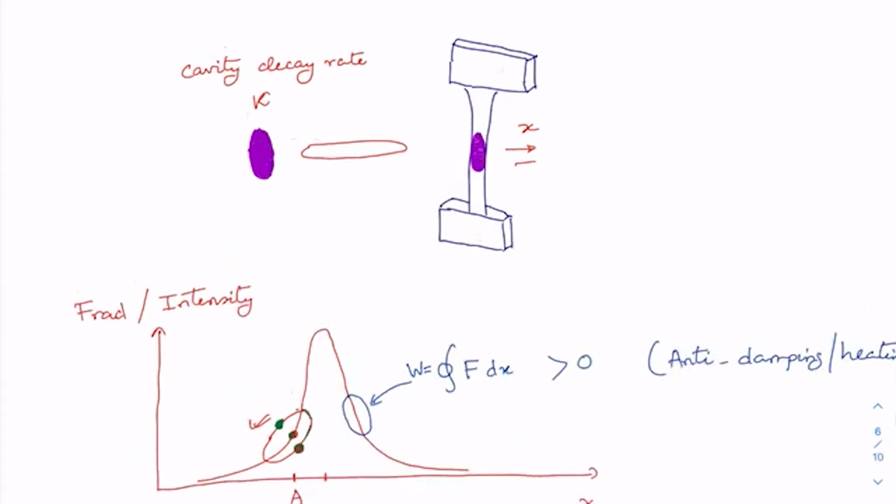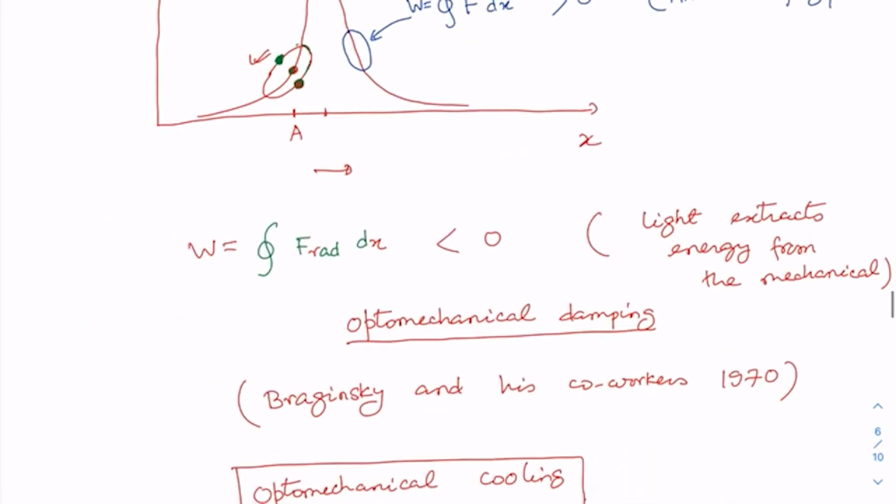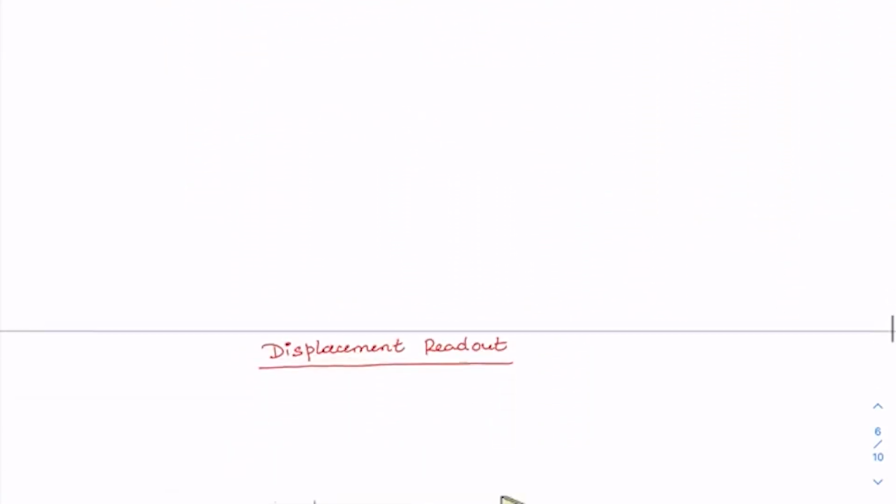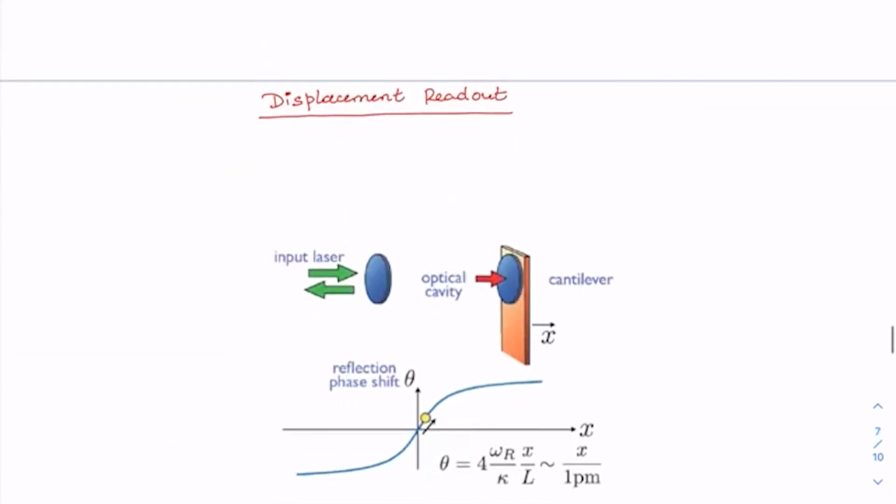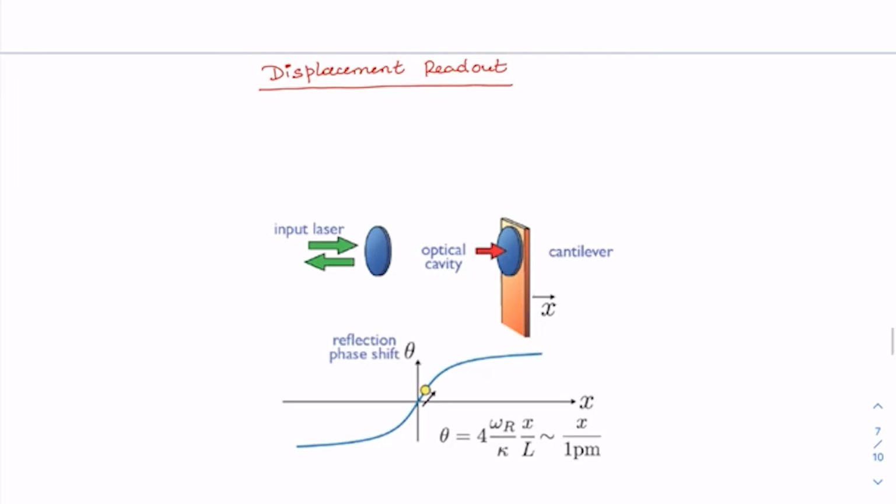Now we should be able to read out what's going on within the cavity in order to analyze the phenomena associated with the static and dynamic cases which we have already discussed. This is easy because the cavity is simply an interferometer. So this is going to lead us to a discussion on what is called displacement readout.